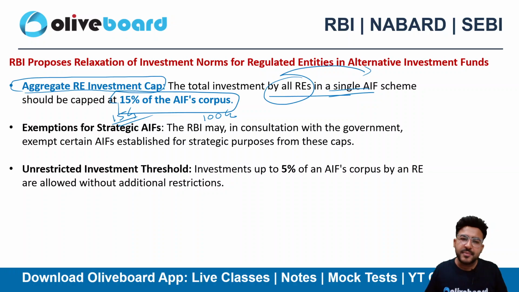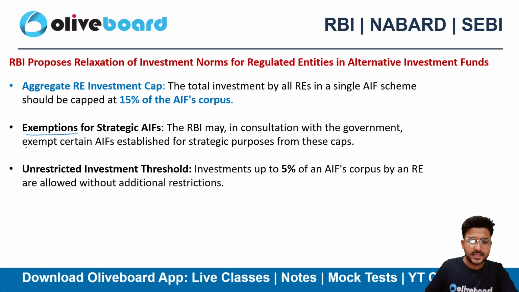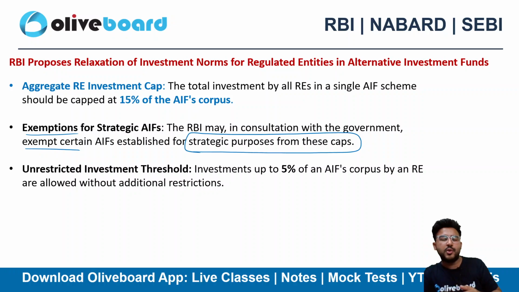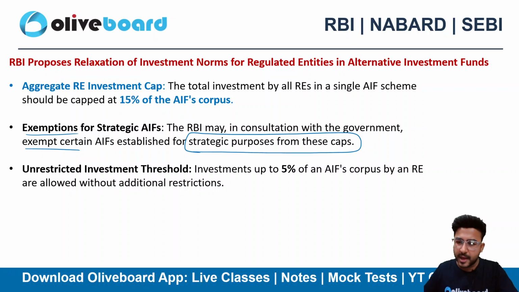However, RBI has also prescribed certain exemptions for strategic AIFs. So there are certain criteria. If you fulfill those criteria for a strategic purpose, these caps will be exempt. That means those regulated entities will be able to invest more than the stated cap in the AIF. Why? Because the AIFs are formed for a strategic purpose, and that's an exemption from RBI's end.